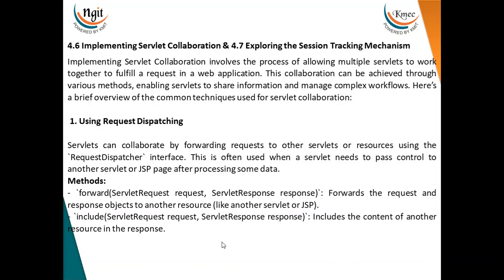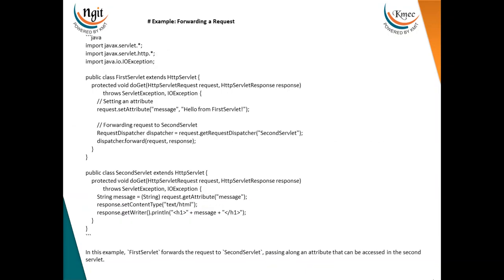This is often used when the servlet needs to pass control to another servlet or JSP page after processing some data. Here are the two methods which we will be using. Forward takes the ServletRequest and ServletResponse objects, and forwards the request and response to another resource like another JSP page or a servlet. Include is one more method which also takes the request and response parameters, and includes the content of another resource in the response.